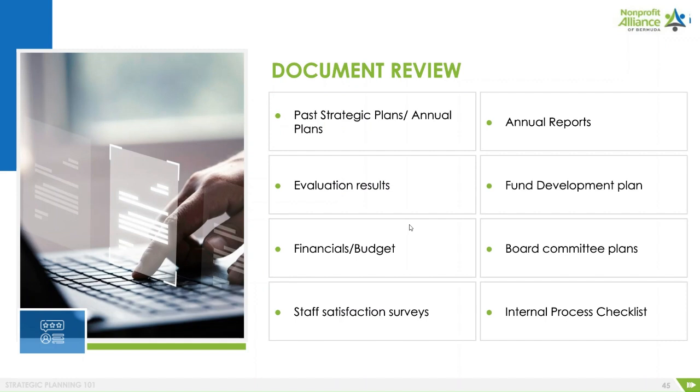Document review can involve looking at your past strategic plans, your annual reports, your evaluation results, your fund development plan, your financials, your budget, your board committee plans, your staff satisfaction surveys, and your internal process checklist. The idea is for all the areas of the flywheel, you want to see where you already have data and input and where your organization rests currently as a result of the programming that it's doing right now.